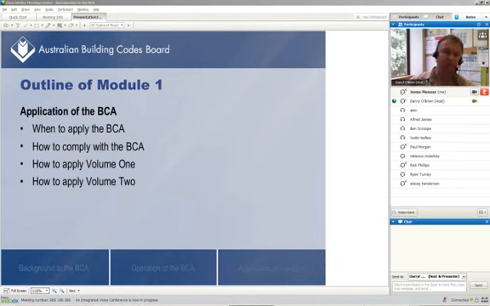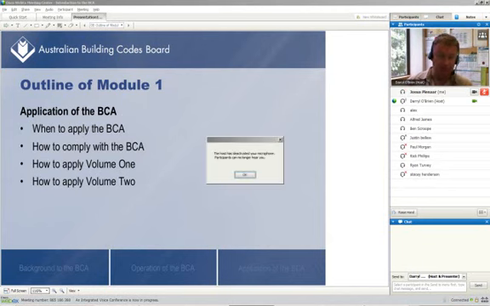Now, how to apply Volume 1, this is to do with classifications. We might as well say it now. Volume 1 only applies to Class 2 to 9 buildings, so are you guys familiar with 2 to 9? So Class 2 is units, basically residential units. Class 3 are motels, hotel accommodation. Class 4 is caretakers. Class 5 is offices. Class 6, shops. 7A is a car park.